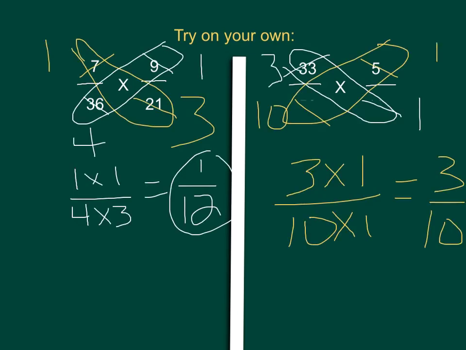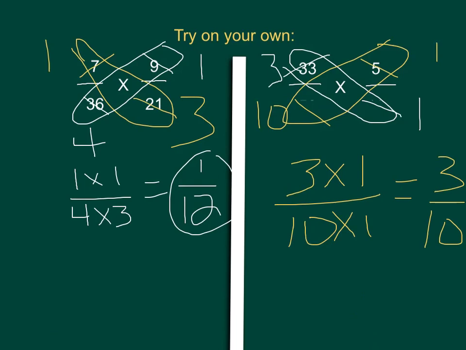Looking at our first problem, I notice I can cross-reduce the 7 and 21. They both have a common factor of 7. I can also cross-reduce the 9 and 36. They both have a common factor of 9. After cross-reducing, I need to multiply 1 times 1 and 4 times 3 to get an answer of 1/12.